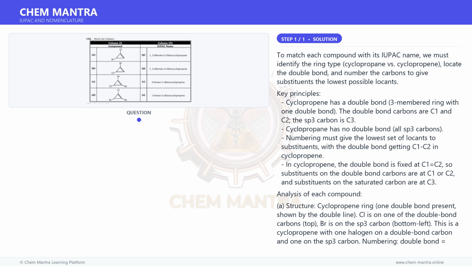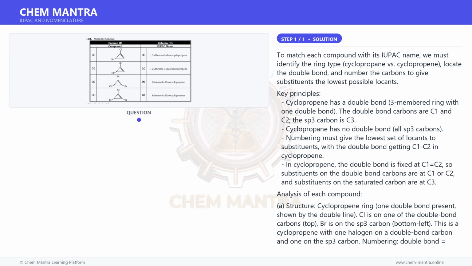B. Structure, cyclopropene ring. Br is on one of the double bond carbons, top, Cl is on the sp3 carbon, bottom left. Numbering, Br at C1, Cl at C3. Name: 1-bromo-3-chlorocyclopropene matches S.